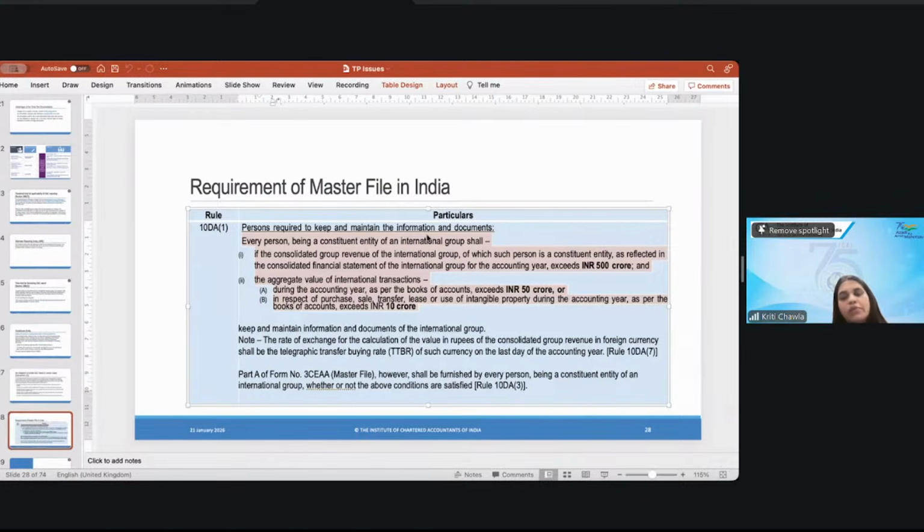Okay, just look at the chat box. Does it make sense? Part B basically says that if you look at the consolidated financial statements, the consolidated group revenue should be 500 crores.